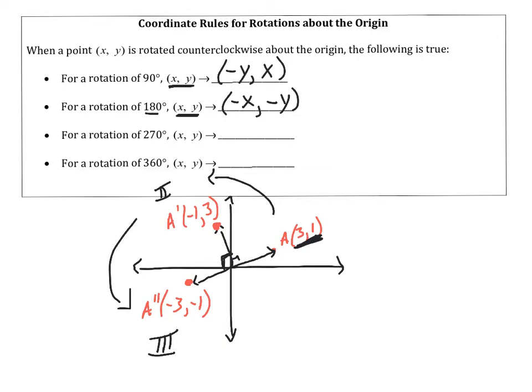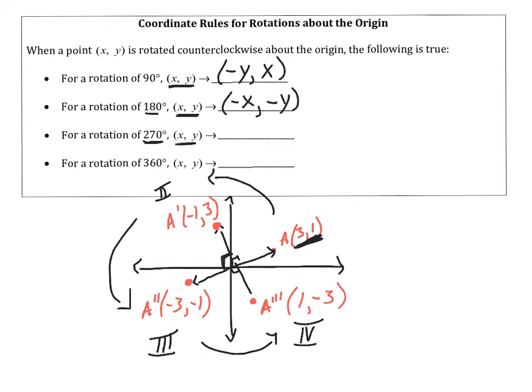Now what I want to do is rotate another 90 degrees. So that's going to be a total of 270 from my original point A. You can kind of see where this is headed. If I create another right angle here, I can see that A triple prime, we'll have to call it because it's been moved 3 times, is going to move down into the fourth quadrant. So in this case, my x coordinate is going to be positive, it's actually going to be +1, and my y coordinate is going to be negative, in this case -3.